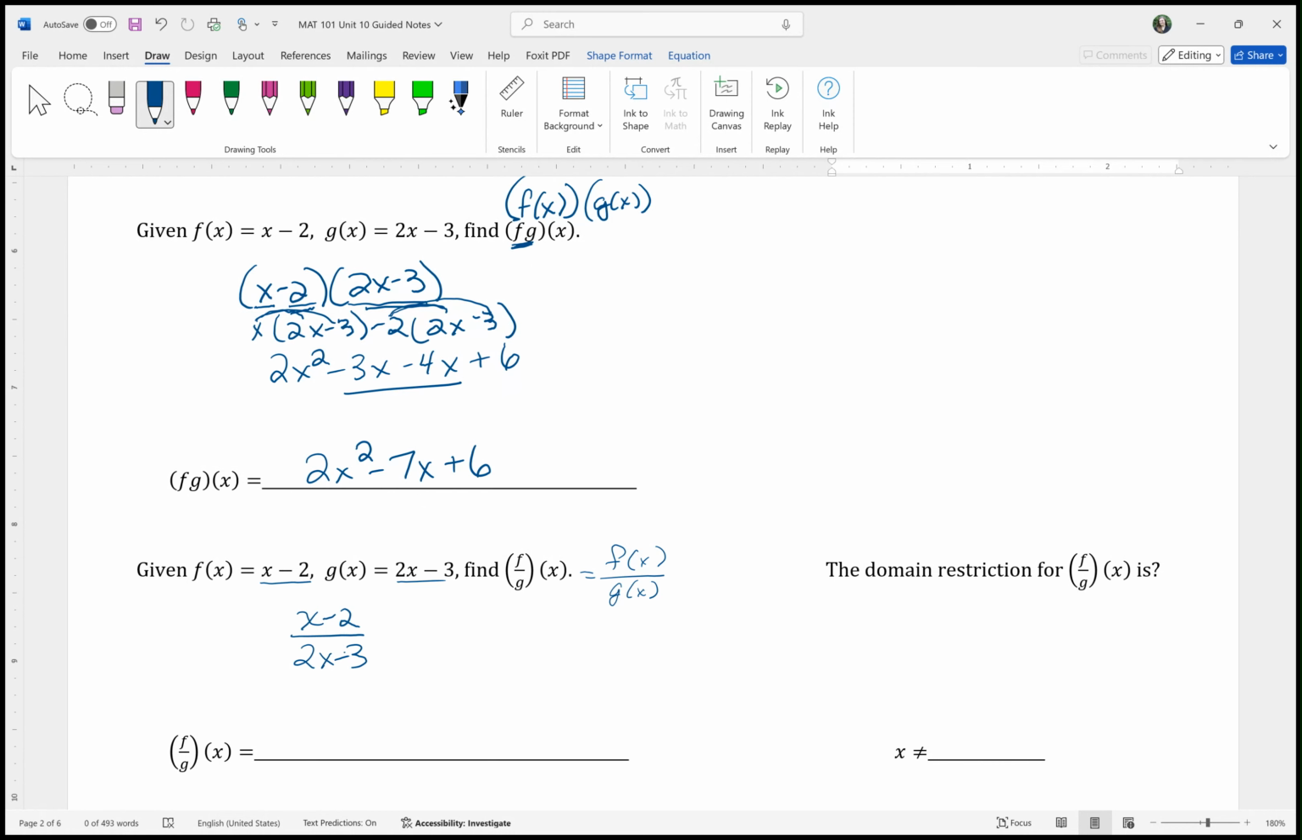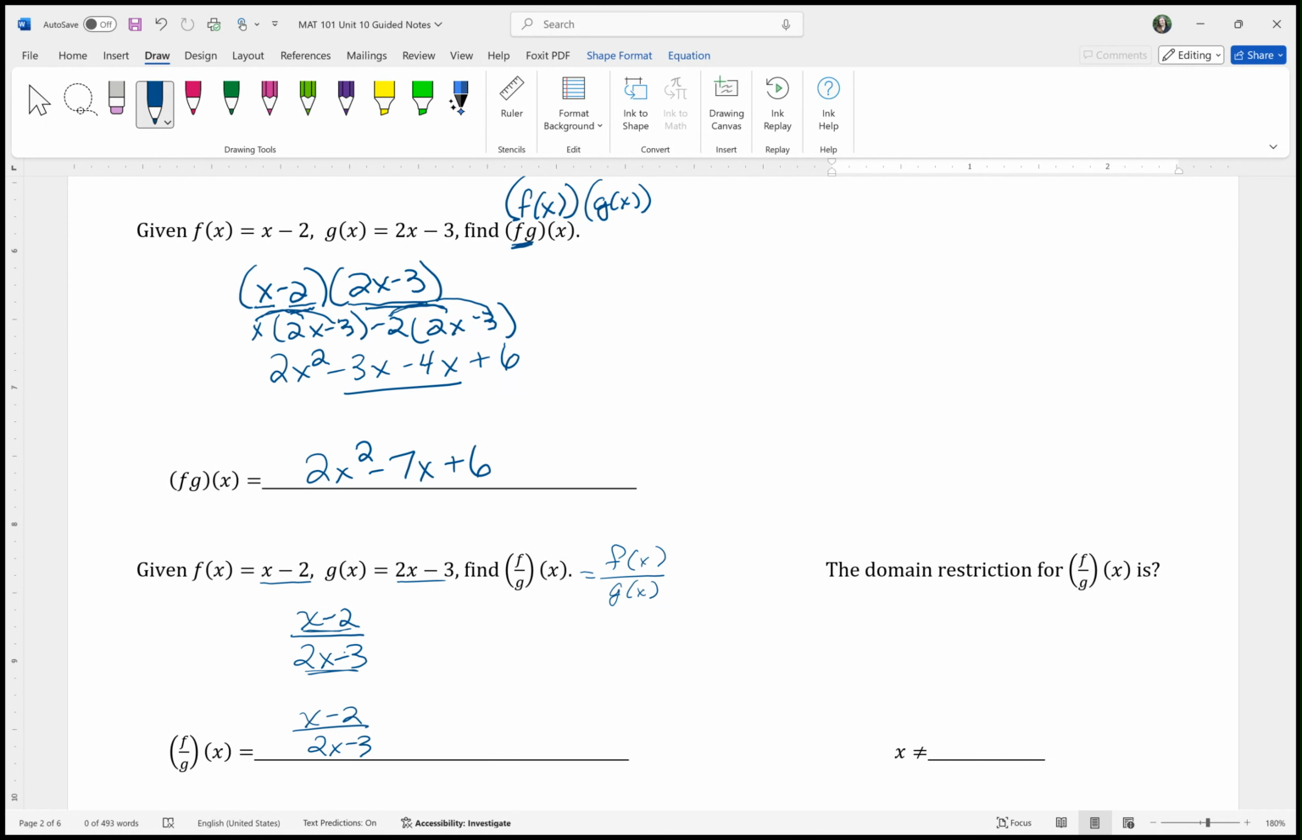So even though we have x on top and bottom, the only time you can cancel is if there's multiplication going on there. And in this case, we've got 2 terms and 2 terms. Nothing's being multiplied there, so you can't cancel the x's or the 2's. Okay, so this ends up being the answer, x minus 2 over 2x minus 3.